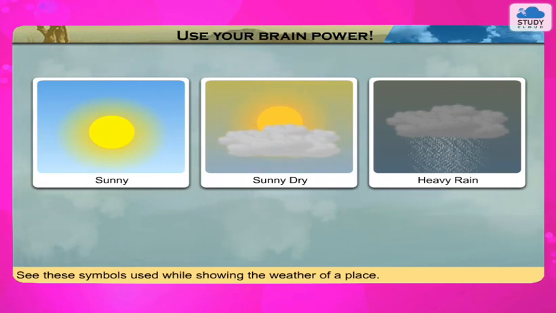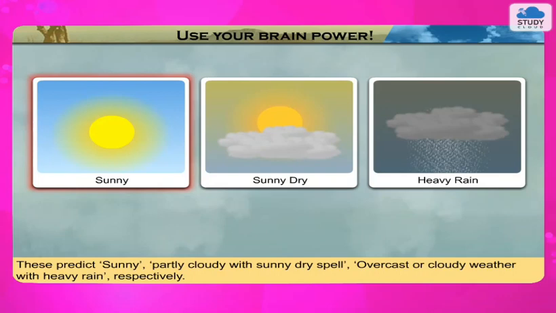Use your brain power. See these symbols used while showing the weather of a place. These predict sunny, partly cloudy with sunny dry spell, overcast or cloudy weather with heavy rain respectively.